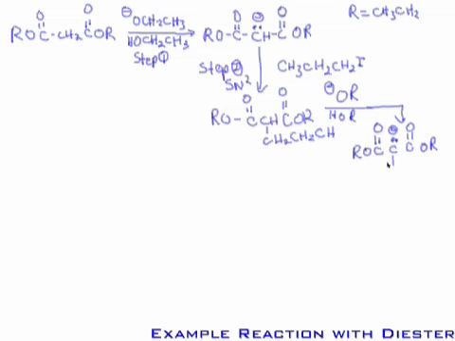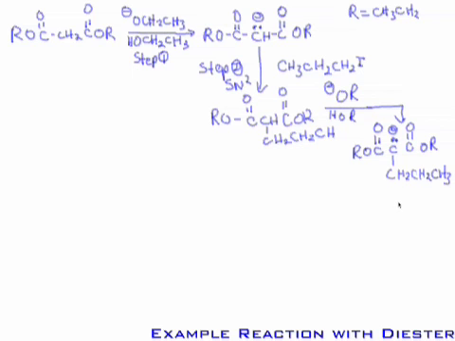Now notice you can't do this step all at once. You can't pull both H's off at the same time. That would be too much negative charge on that carbon. So you do it stepwise. You pull one H off and then you pull the next.